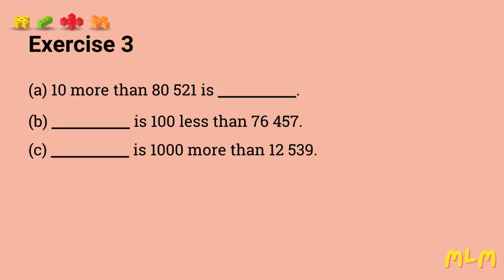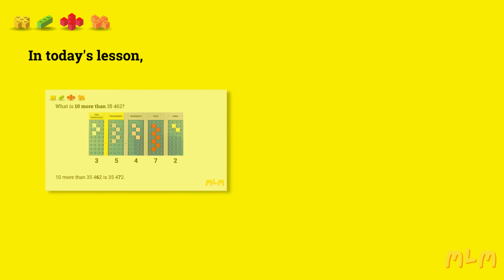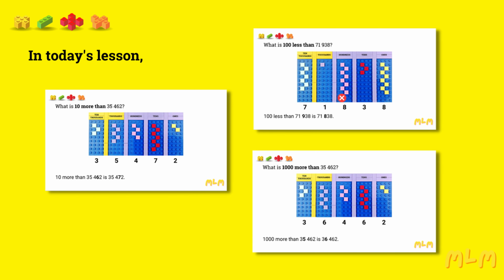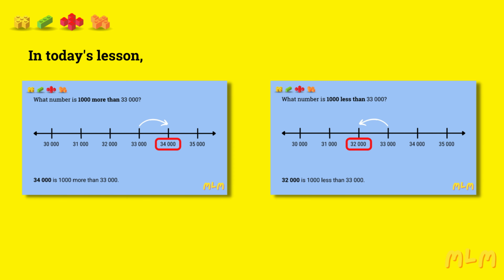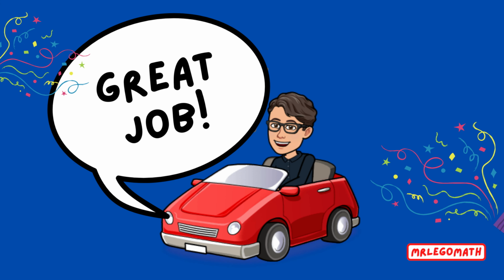The missing numbers are 80,531, 76,357, and 13,539. In today's lesson, we looked for the number that is 10, 100, or 1,000 more than or less than a given number by adding or removing from the place value and by counting on or counting back using the number line.